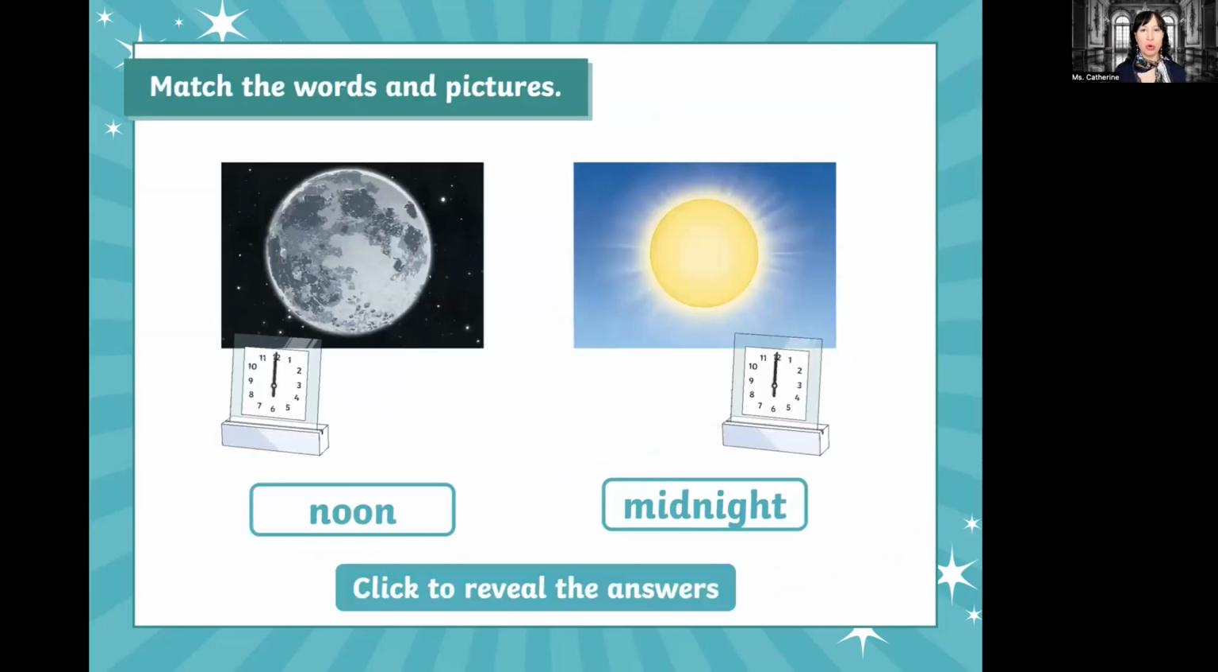Now let's match the words and pictures. Midnight, noon, okay? Showing 12. Is this analog or digital? That's right, analog. We have to just know by looking outside. So what's 12 p.m.? Noon. What's 12 a.m.? Midnight. Good job.